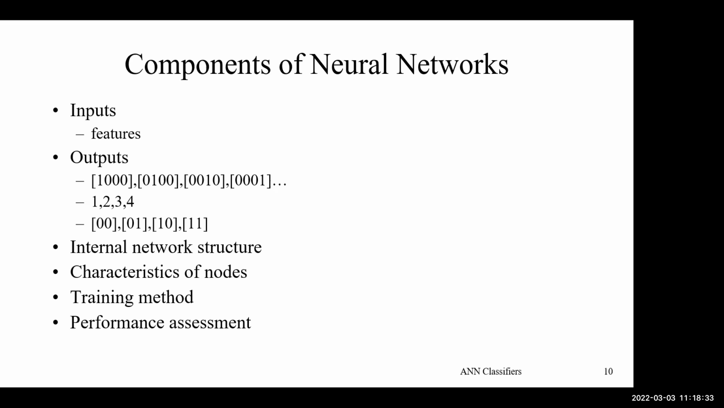Neural networks are going to have inputs. Those inputs are your features. You should be very friendly with them right now. Okay. They're going to have outputs. We've got to figure out what we're going to have for outputs.